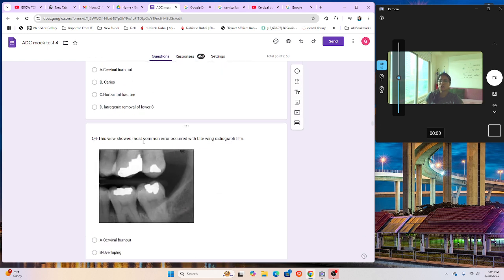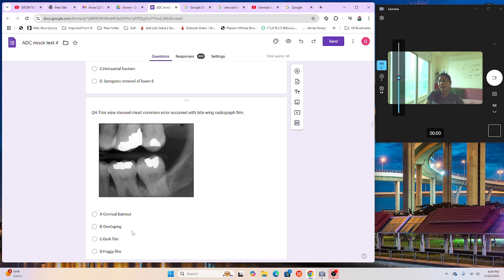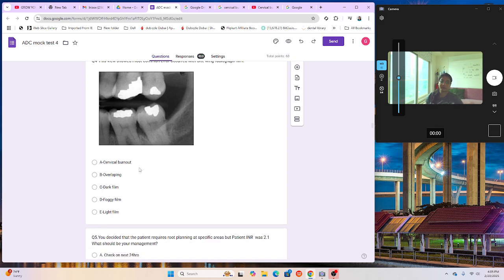Now, this view showed the most common error occurring with the bite wing radiograph. Okay, at first glance, you might think, okay, what's the error? But if you look closely, there's overlapping out here. A bite wing radiograph should never overlap. Why? Because the purpose of taking a bite wing radiograph is to detect interproximal cavities. So you should never have an overlap there. So whenever it's overlapped, you have to repeat.